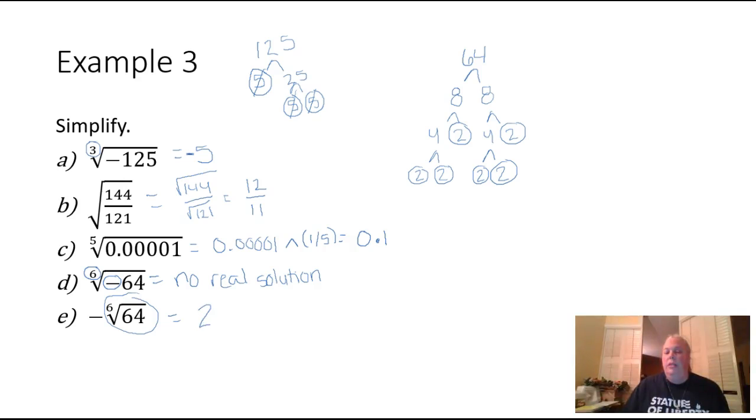which means that the 6th root of 64 is 2. And because I have used up all of my prime numbers, there's nothing left over, I don't need to have the radical any longer. And then remember what I said we're going to do, once we simplified this, we're going to multiply it by this negative out here, by -1. So my answer is going to be -2.